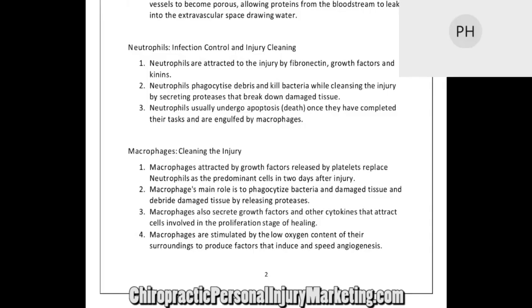What's the proliferative phase? That's the repair phase. That's the collagen synthesis phase. Macrophage playing a role right there. Macrophages are stimulated by the low oxygen content of their surroundings to produce factors that induce angiogenesis. So here we have blood vessels starting to form. What's the reason? Macrophages start to form them. Why? Low oxygen content from the injury. Low oxygen content is what starts the new blood vessels.